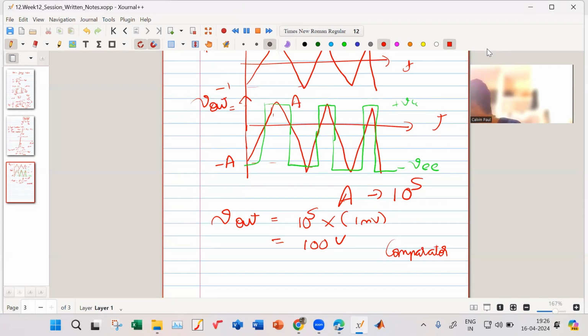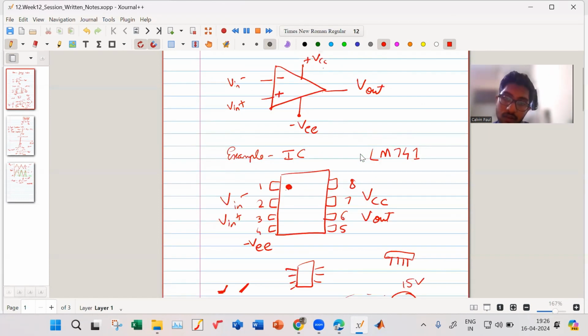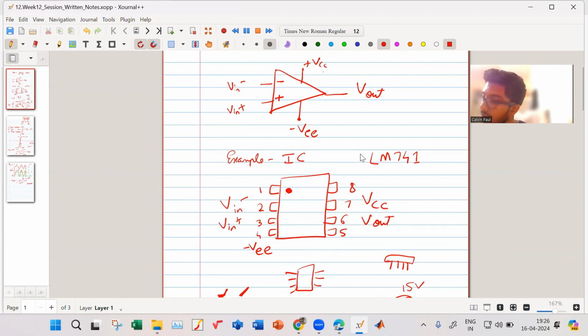Okay, so let's start with this. So in that IC which you mentioned, the other pins like 5 and 8, if I remember right, what will they be used for? So these pins 1, 5, and 8 are NC, no connect. They don't have any function. They are simply there.